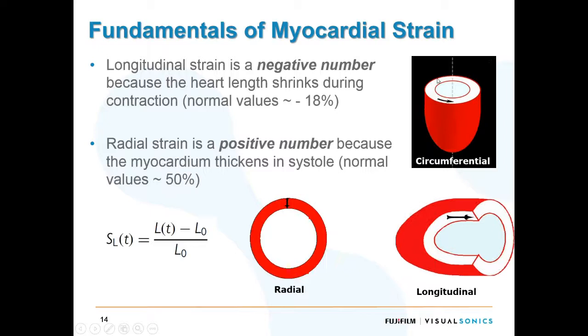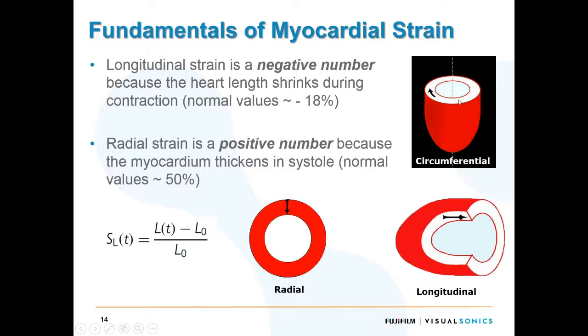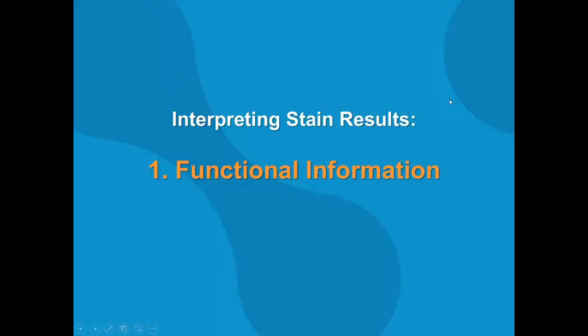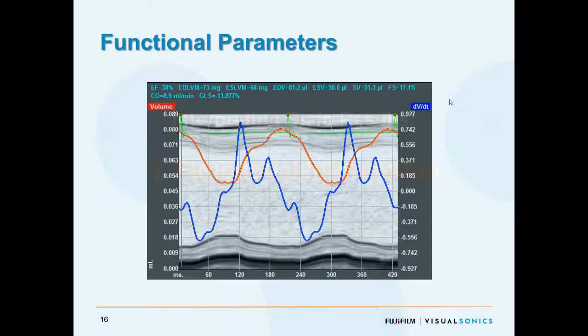Circumferential is different because by convention, a counterclockwise motion in the twisting circumferential plane is considered positive. Interpreting strain results. Here we'll talk about the functional information that the strain software gives you.